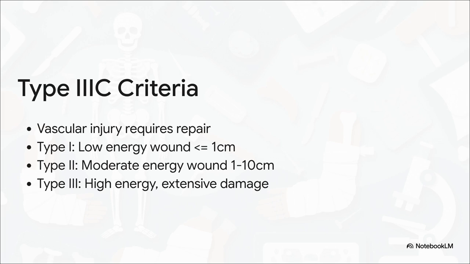Under the Castillo-Anderson system, any open fracture linked with a major arterial injury that literally requires a formal vascular repair for limb salvage automatically gets slapped with the type IIC classification. The real pearl to take away from this vascular injury rule is that it dictates the classification strictly based on the structural arterial damage. The physical size of that tiny 1 by 1 centimeter external wound doesn't change this designation at all.